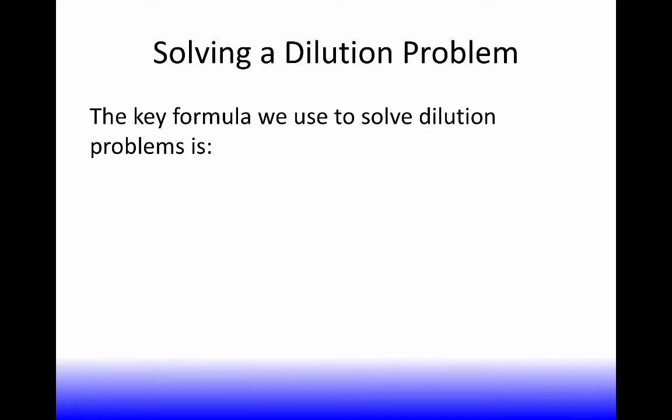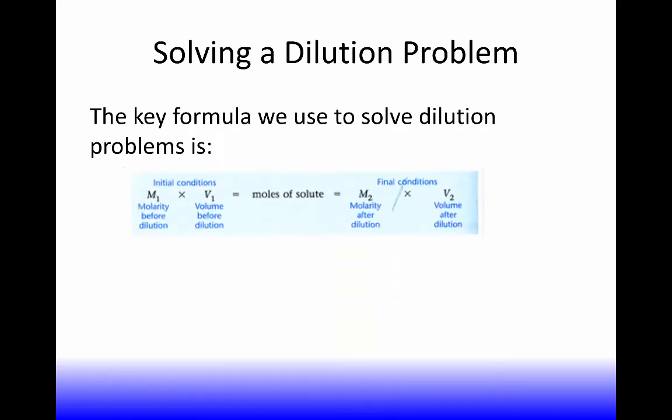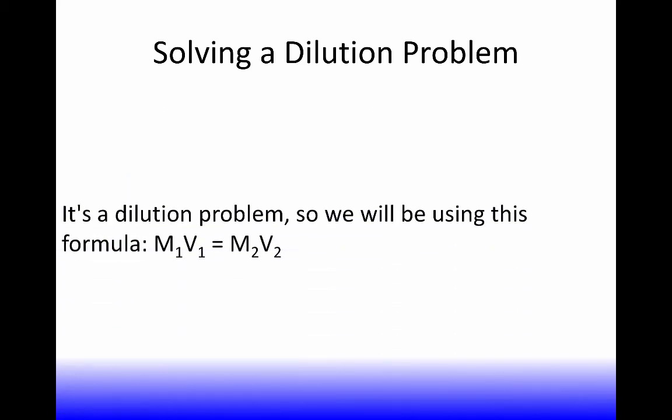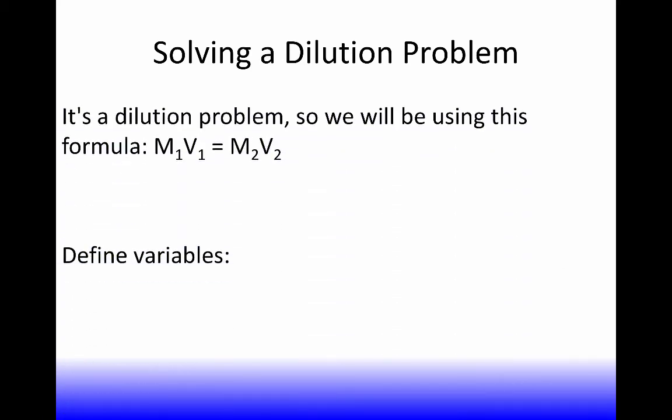Now, the key formula we use to solve dilution problems is here. M1V1 equals M2V2. This is written out with a little bit more detail, but it's a very simple formula. Now, if we have a question, a student is asked to make 1.5 liters of a 0.200 molar solution of sodium chloride from a 5.0 molar sodium chloride stock solution. Now the question is, how much of the stock solution do we need for this? And how much water must be added to this portion of the stock solution to make our final volume of 1.5 liters?